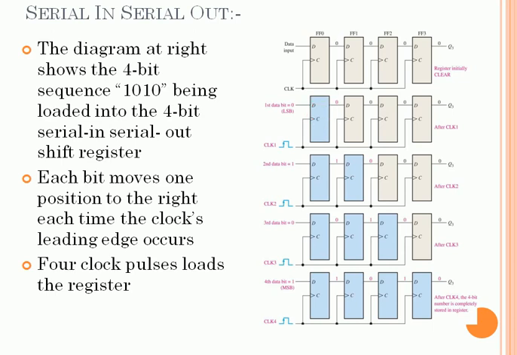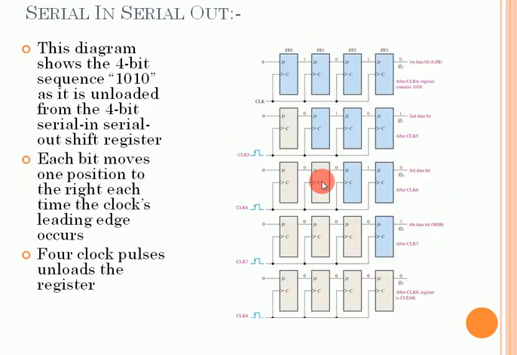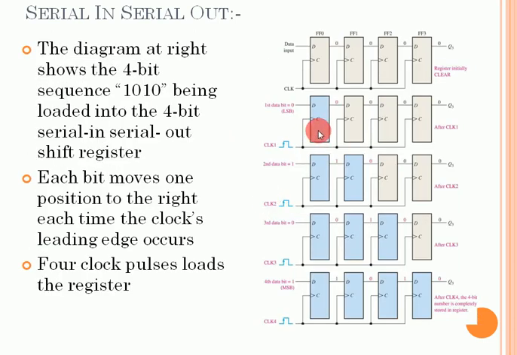When we provide the second clock pulse, clock pulse 2, the second data bit, that is 1, after the 0, will be loaded into this flip-flop, and the data that was previously loaded into the flip-flop is shifted to the next one. Here this 0 is loaded over here, and this 1 is now in the first flip-flop.